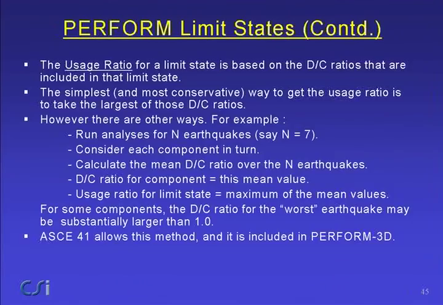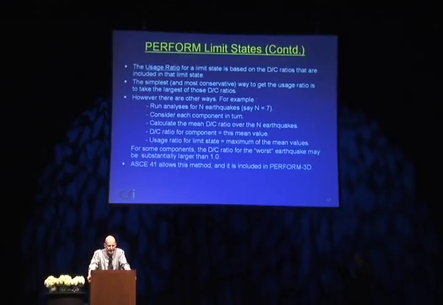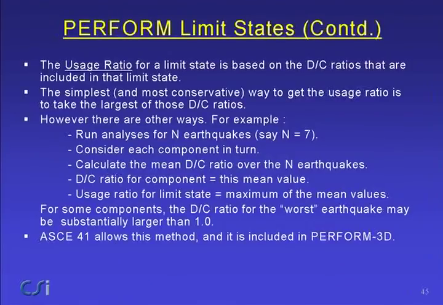So a limit state in Perform has a usage ratio, and it's based on the demand capacity ratios that are included in that limit state. In our example there are 1,000 plastic hinges, and there are 1,000 demand capacity ratios, and the usage ratio is based on those 1,000 demand capacity ratios. How is that done? Well, a simple way, and the most conservative one, is out of all of those 1,000 demand capacity ratios, just take the biggest and say that is your limit state usage ratio. And that number should be less than 1 for the performance to be okay. So you're looking at the worst hinge in that particular case. That would be the simplest choice.